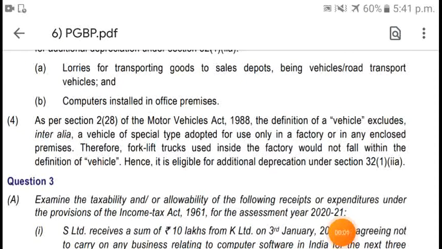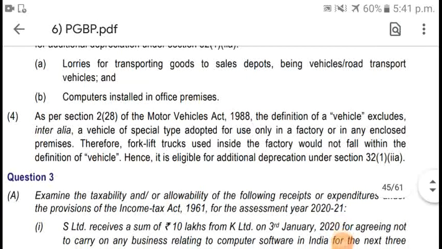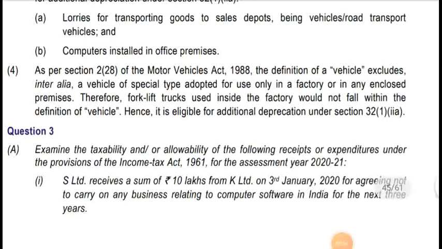Now let's start with question number 3, part A. Examine the taxability and/or allowability of the following receipts or expenditure under the provisions of the Income Tax Act 1961 for the assessment year 2021. S Limited receives a sum of rupees 10 lakh from K Limited on 3rd January 2020 for agreeing not to carry on any business relating to computer software in India for the next 3 years. So S Limited is receiving 10 lakhs from K Limited.